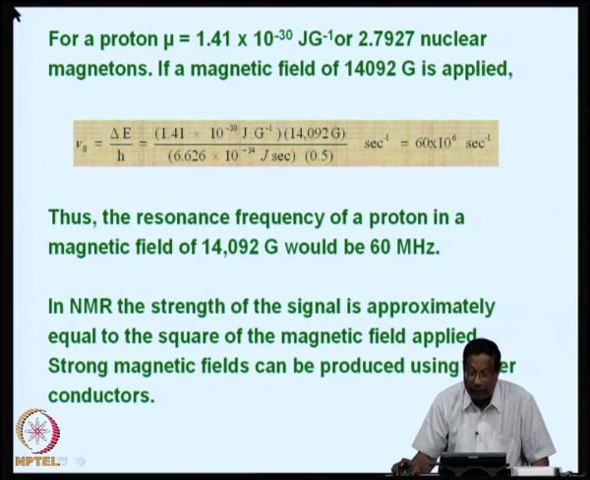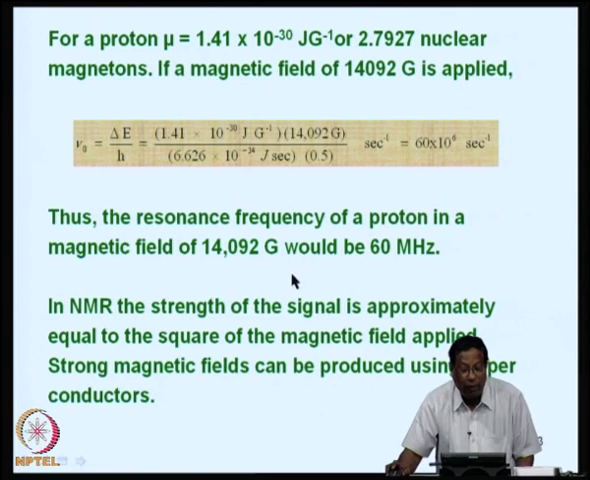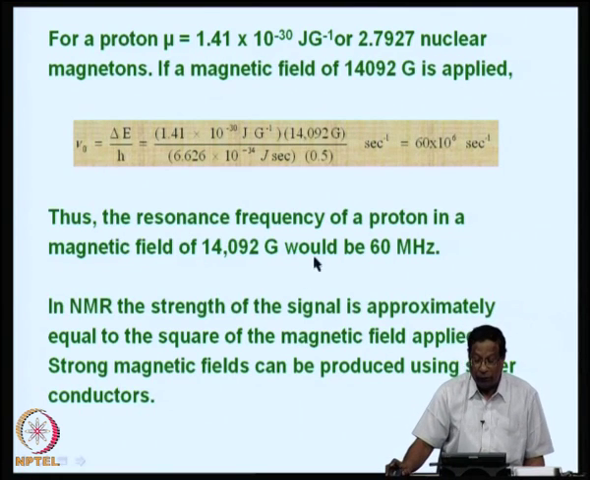Thus, the resonance frequency of a proton in a magnetic field of 14092 Gauss would be around 60 megahertz. That is what it means. So, you can have a magnet of 14092 Gauss and you should operate it at 60 megahertz to see the NMR spectrum.